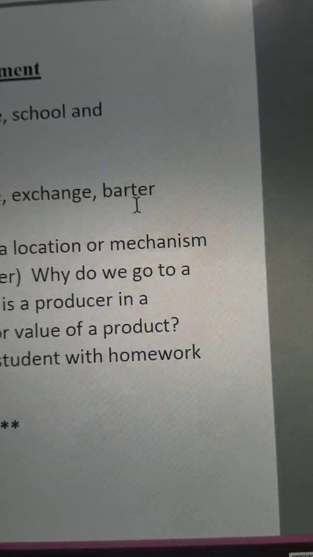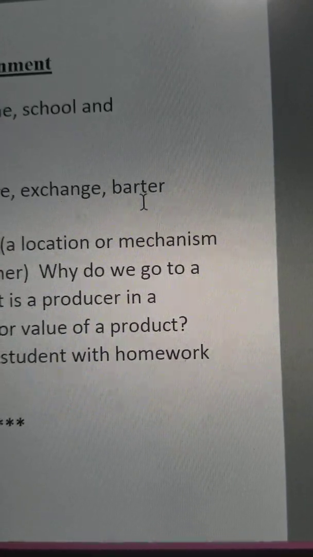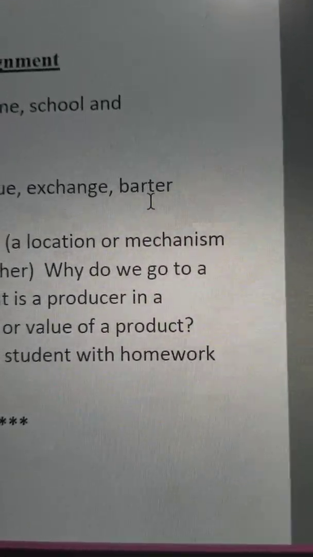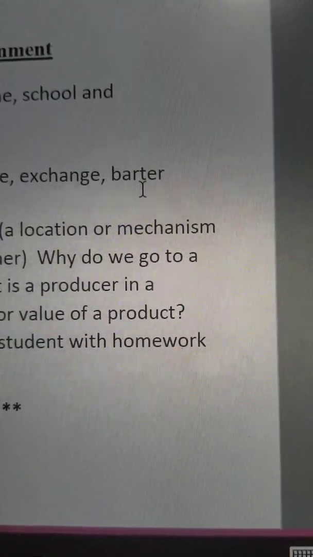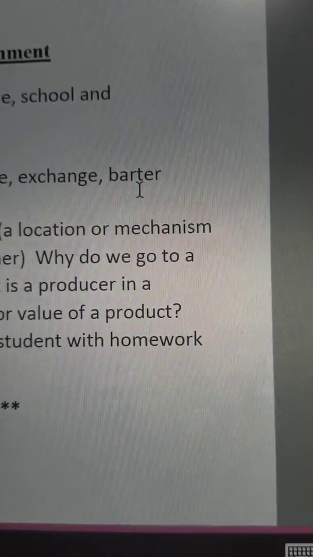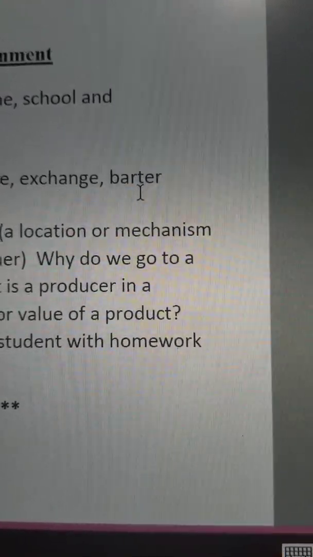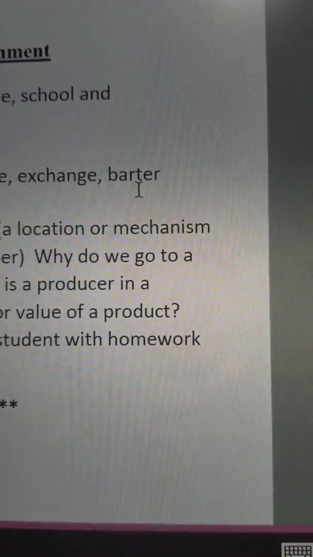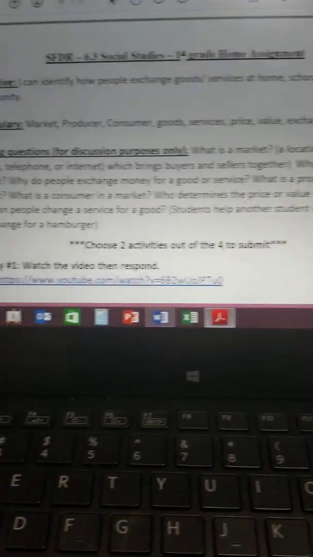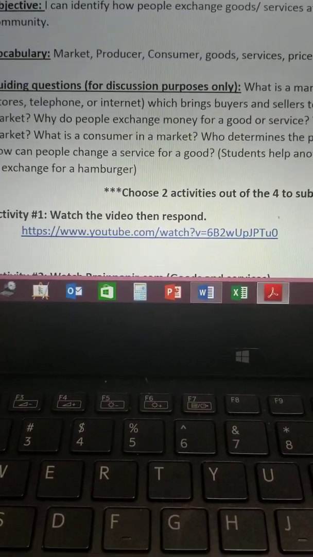Barter is also another word of exchange, except without money. So when you barter, you could say, if a friend of yours is selling chocolates, but you don't have money, you might say, hey, I'll give you 2 of my brand new pencils if you give me a chocolate. Then you're bartering because you're not going to give them money. You're trading it for pencils. And those are the vocabulary words for Social Studies 6.3.